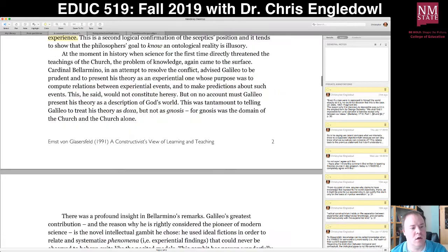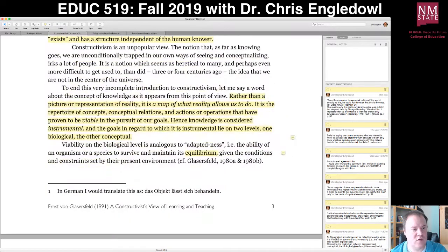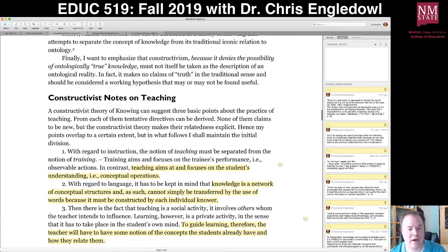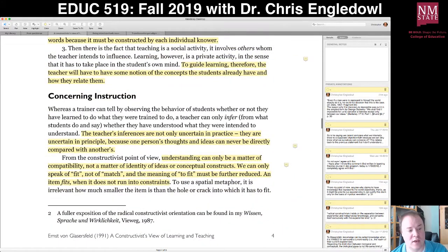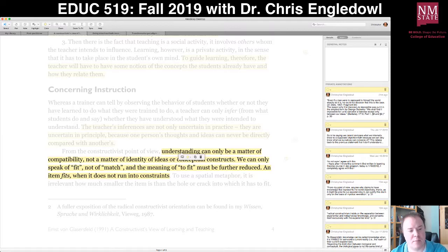Okay, so if we go down to the piece about teaching, I think that's where things get a little bit more clarified. At least this is where I feel the most clarity, is when I think about it from a teaching perspective. He says understanding can only be a matter of compatibility, not a matter of identity of ideas or conceptual constructs. We can only speak of fit, not match, and the meaning of fit must be further reduced. An item fits when it does not run into constraints.